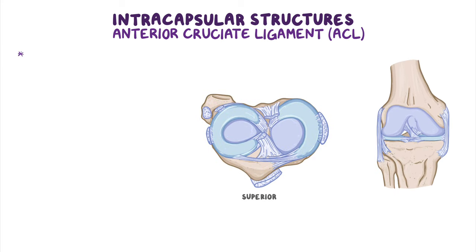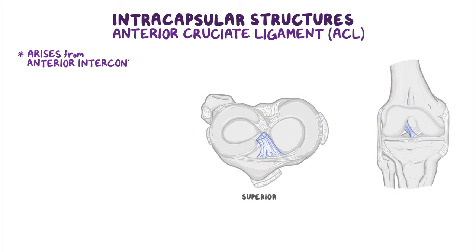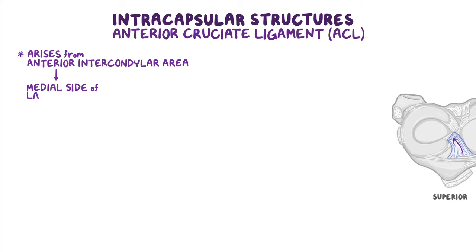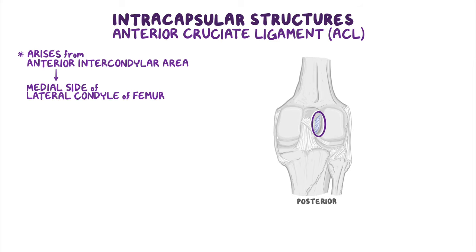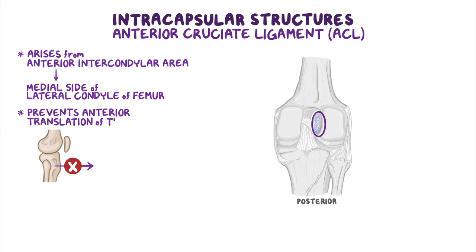The anterior cruciate ligament, or ACL, arises from the anterior intercondylar area of the tibia, posterior to the attachment of the medial meniscus. It extends superiorly, posteriorly, and laterally to attach to the posterior part of the medial side of the lateral condyle of the femur. The ACL serves to prevent anterior translation of the tibia in relation to the femur, and it also helps prevent hyperextension and excessive internal rotation of the knee.